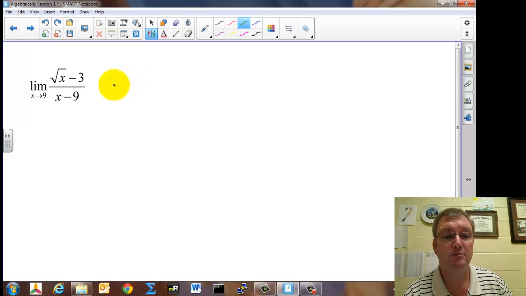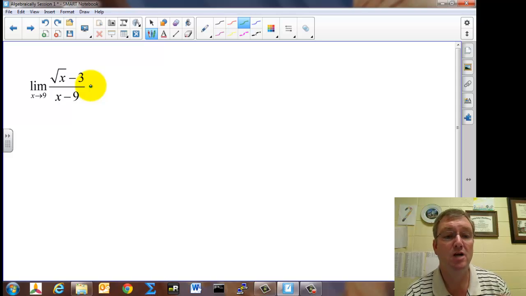And when you look at this problem, it looks like, what on earth do I do with it? If I put in 9, I get a 0 in the denominator. Square root of 9, 3 minus 3 is 0 in the numerator. Well, you've got a couple of options here. Any options that jump to mind here?